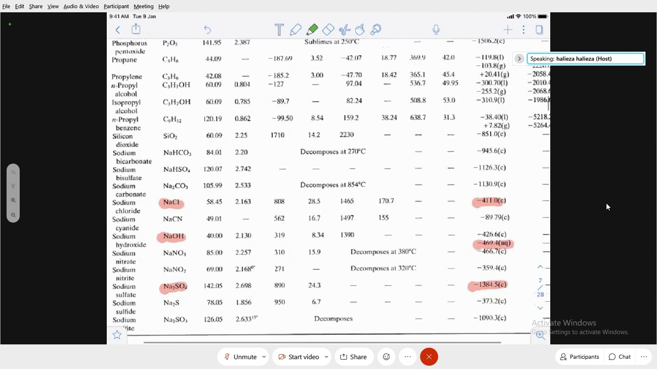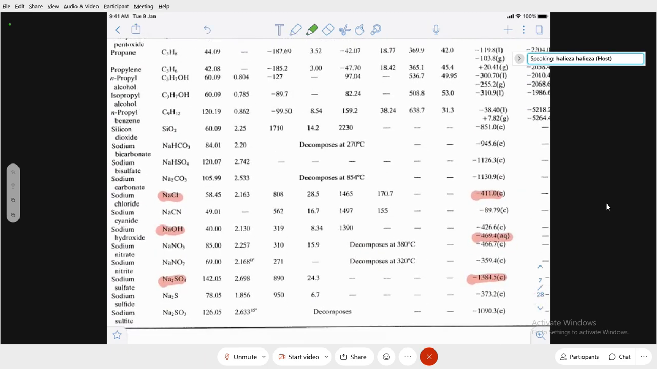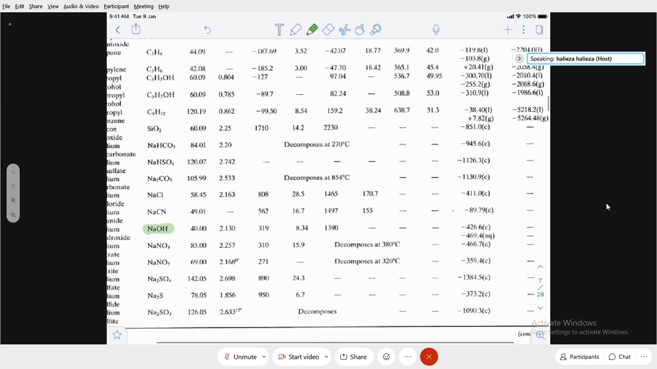Let's look at sodium hydroxide. We have sodium hydroxide over here. Let me erase the others so that you can see where we are looking. This is sodium hydroxide. This is the aqueous, the heat of formation.